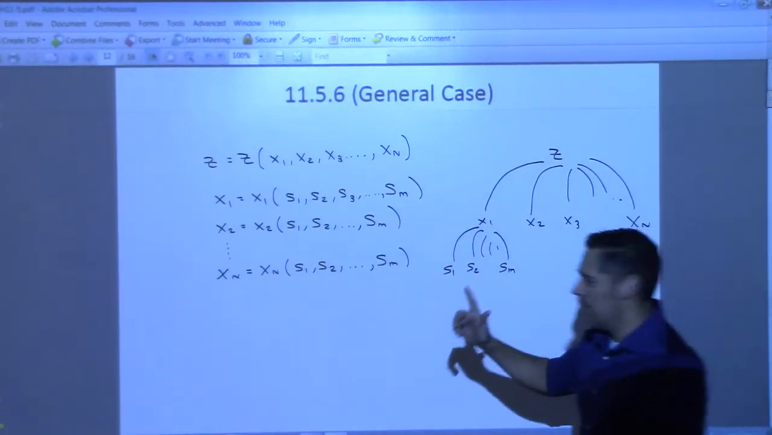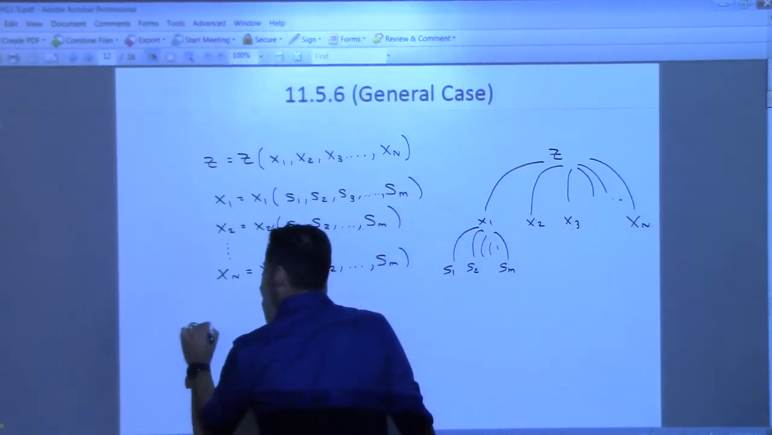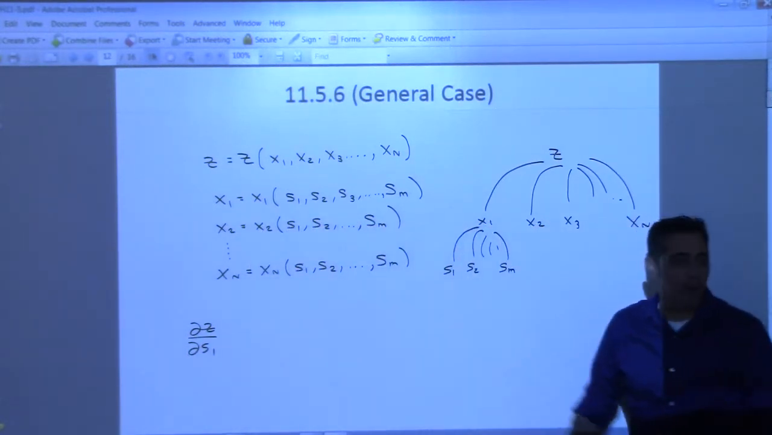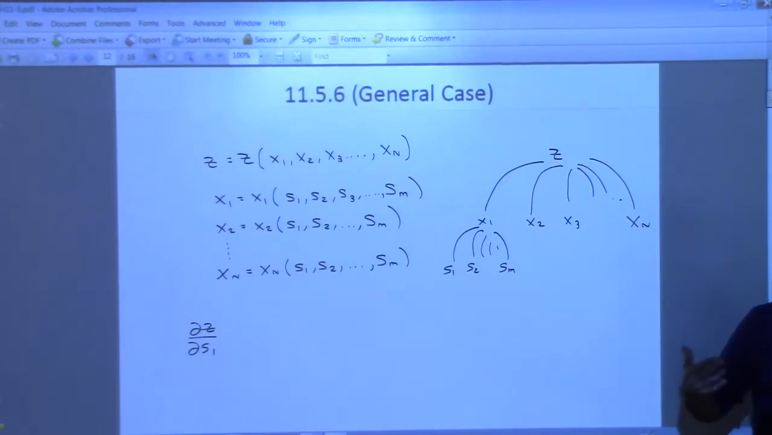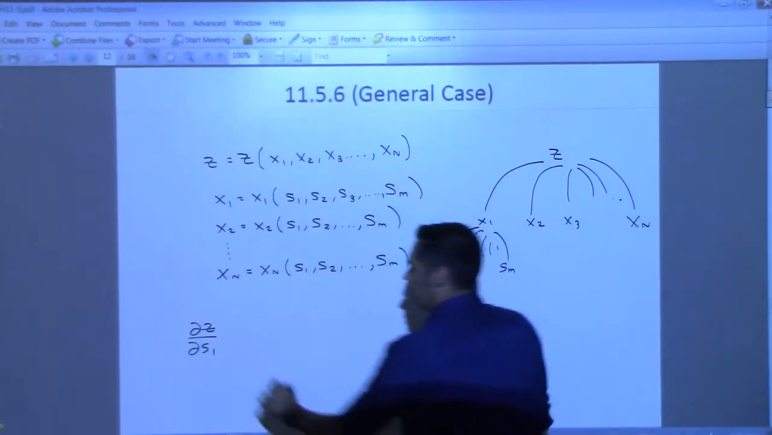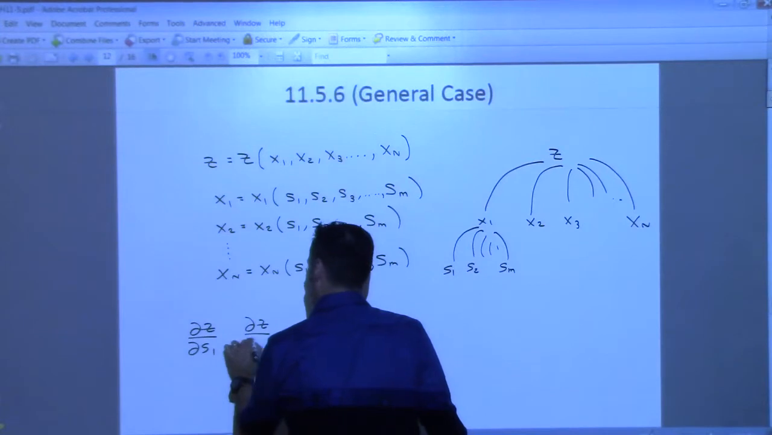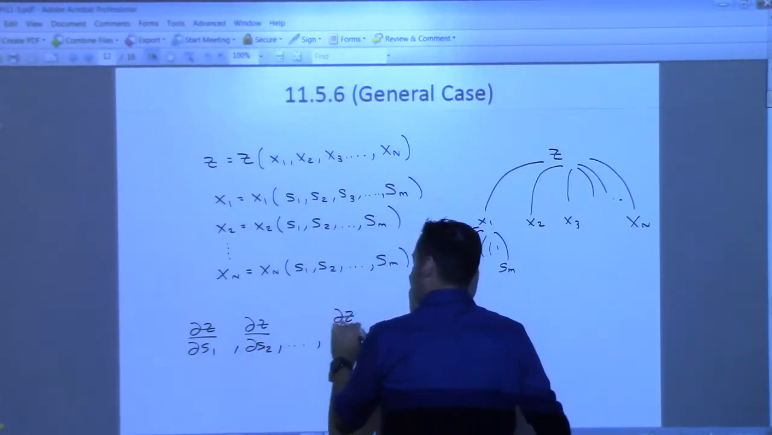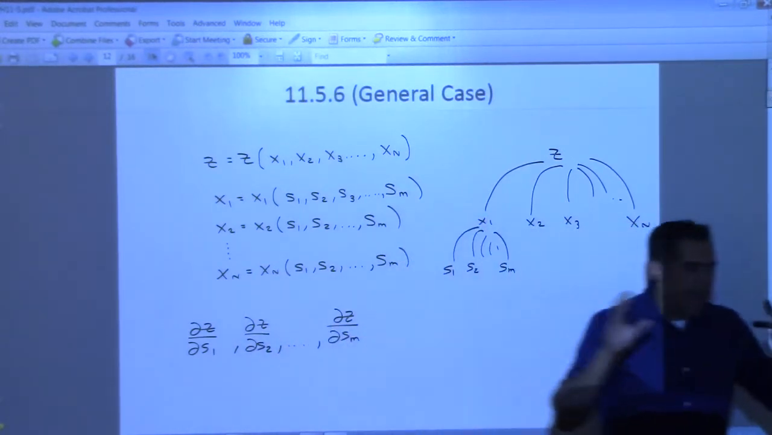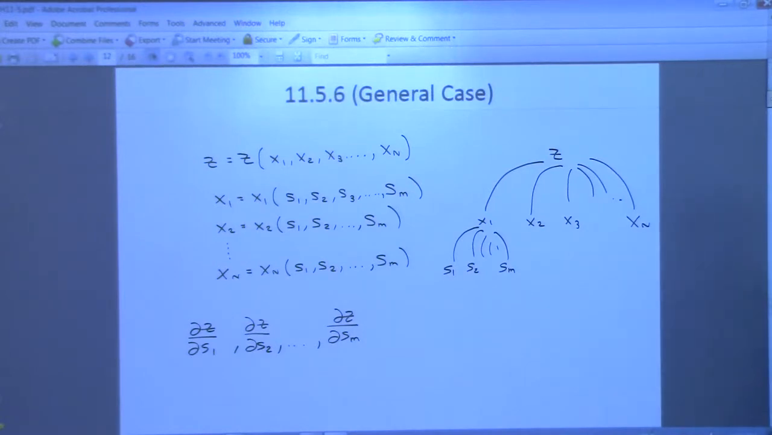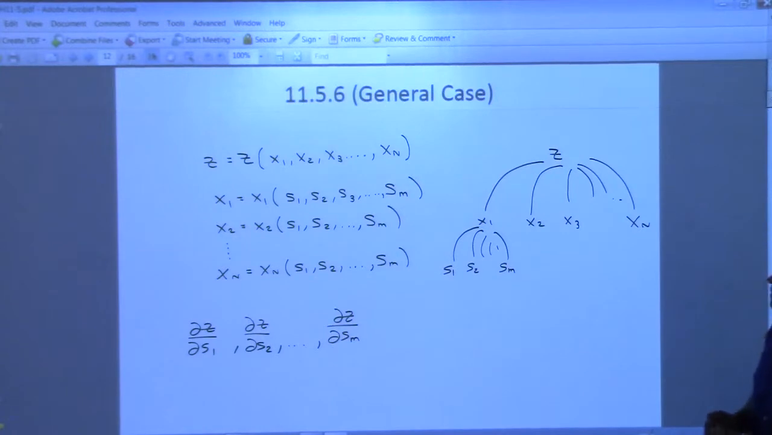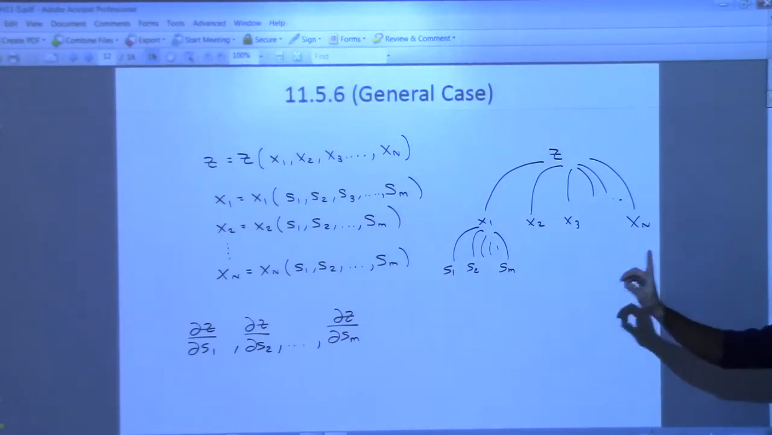Do y'all get it? So one possible derivative would be partial z with respect to s1. Another one would be partial z with respect to s2. And we could keep doing that, and the last one would be partial z with respect to sm. So there would be m possible partial derivatives for this. Understand?